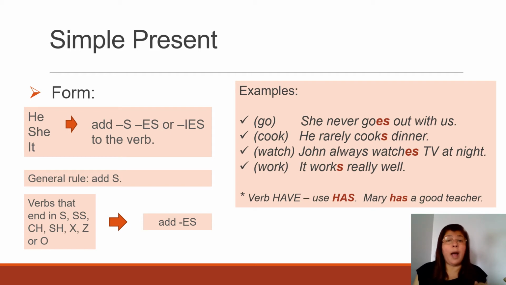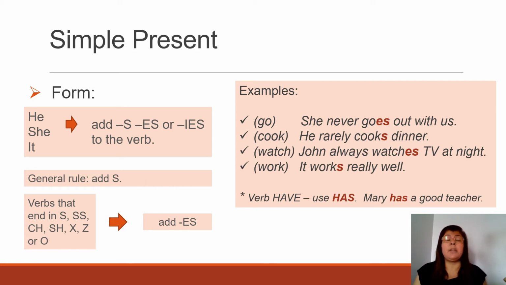Watch. Watch ends in ch. So if it's third person singular, you must add es. For example, John always watches TV at night. So watches, es at the end. And finally, the verb work. Work, it's not there, so it's general rule. It works really well. Ele funciona muito bem. You add s because it's third person singular.